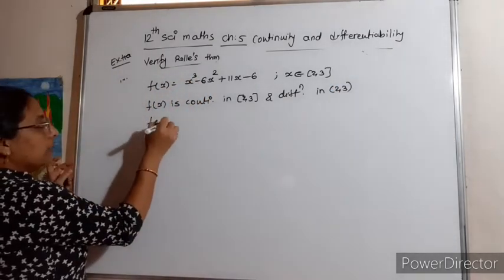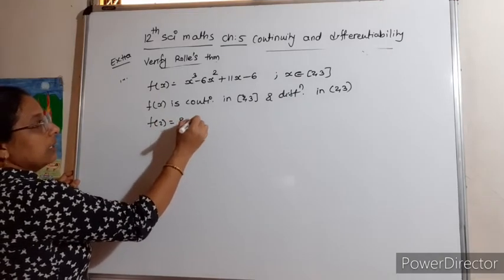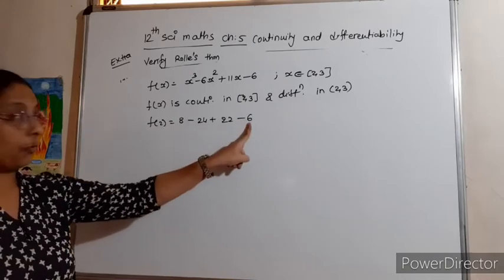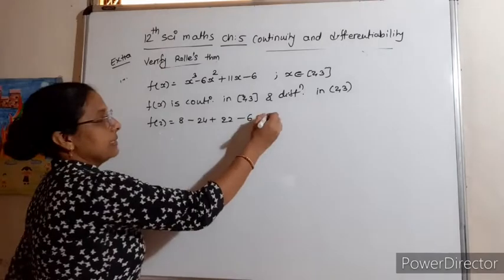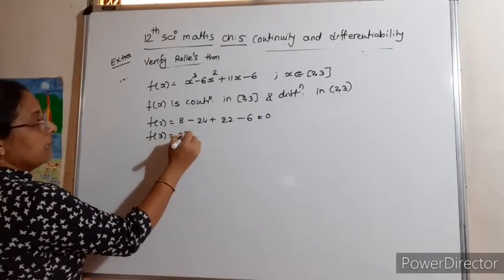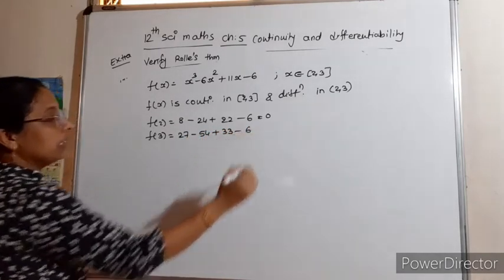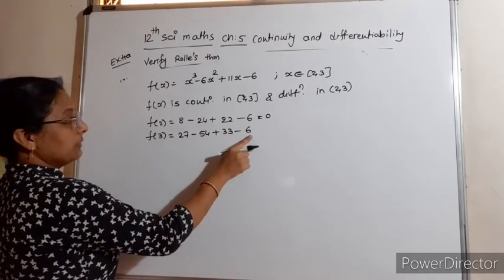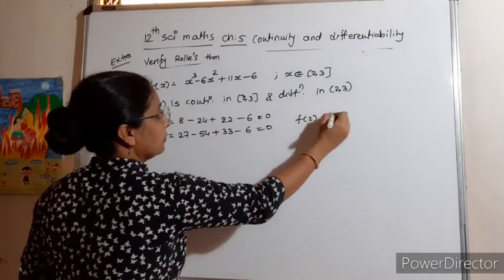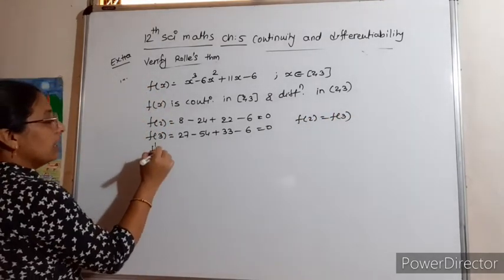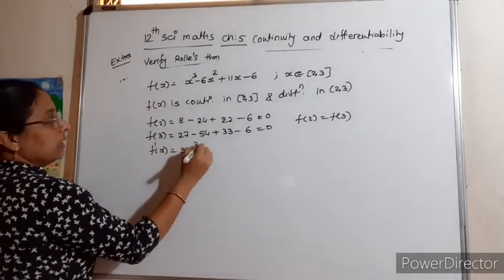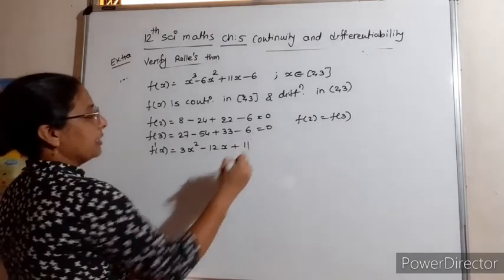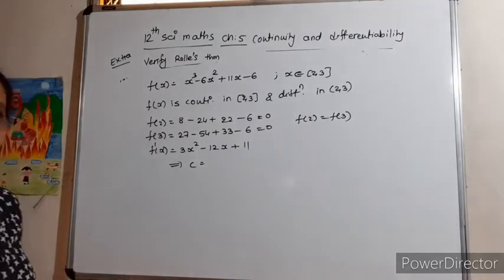Now we'll check f of 2: 2 cube is 8, 2 sixes are 12 so 24, 11 twos are 22, minus 6. Now here 8 minus 6 is 2, 22 plus 2, 24 minus 24 becomes 0. Then f of 3: 27, 54, 33 minus 6, right? Check whether it is equal to 0 or not. Yes, it is 0. So we find that f of 2 is equal to f of 3. So now find f dash x. What is it? 3x square, 12x. Oh, this is repeating. I'm sorry, this is again a repeat. So don't do it, we have already done it. So directly write the value of c. It is repeated, right? So don't do that. Now we'll go on to the next sum.